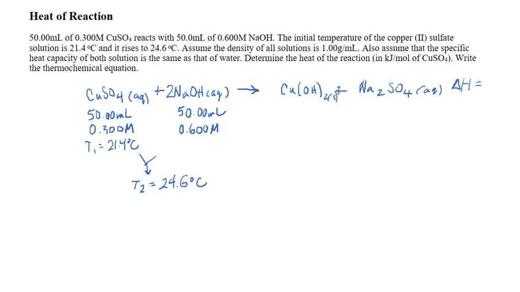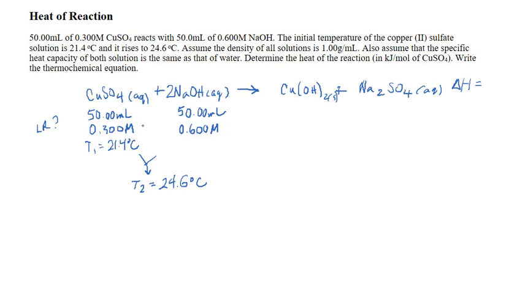Now, a couple of things. When we look at these values here, it's going to be important for us to be able to decide which one is the limiting reactant. And because they're in a 1-to-2 ratio and in the same volume, we can see that the concentration being double for the sodium hydroxide is indicating to us that there is no limiting reactant here. They are in stoichiometrically equal amounts. They'll run out at the same time.